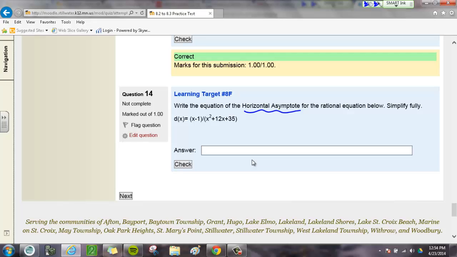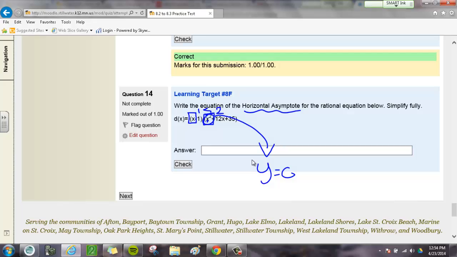Now, this is the second scenario. Second scenario is if the degree of the numerator is less than the degree of the denominator. If that is true, then the horizontal asymptote is automatically defaulted as y equals 0. Okay, so let's just look at the numerator degree. The numerator degree for this one, because of this x is the biggest term, is a degree of 1. The biggest degree in the denominator is degree 2. Therefore, the numerator degree is less than the denominator degree. Because that is the case, our horizontal asymptote is y equals 0.